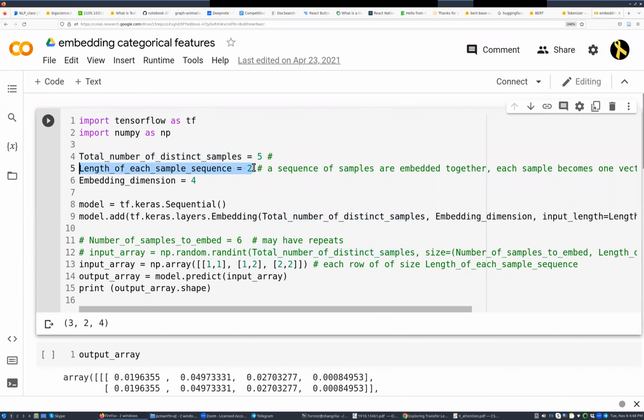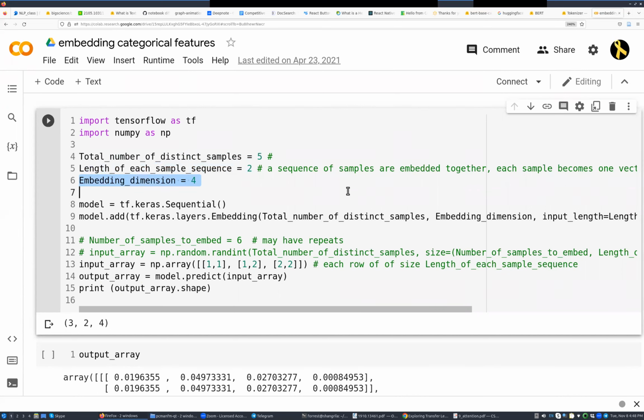Actually, I'm talking about a complex case here. Do I even need this? Yes, you need this. But let's talk about this one. I think this one is the second important one, the embedding dimension.